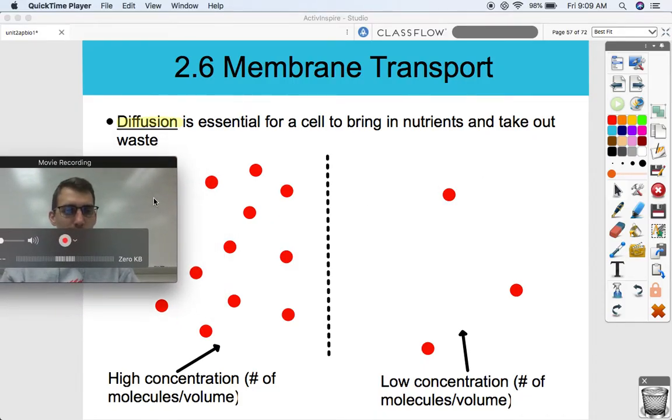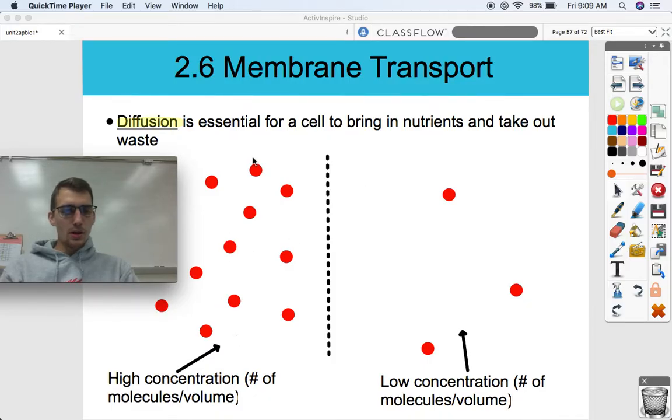Let's walk through an example of how diffusion works. So let's pretend here, I know it's a very complex diagram, that we have a high concentration of molecules on one side of this dotted line, which we're going to pretend is a selectively permeable barrier. And on the other side, we have a low concentration of these molecules. Now concentration, you're going to hear me say that word again and again, and I need you to know what that means.